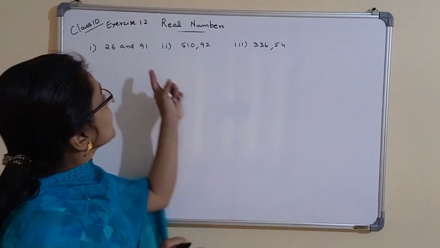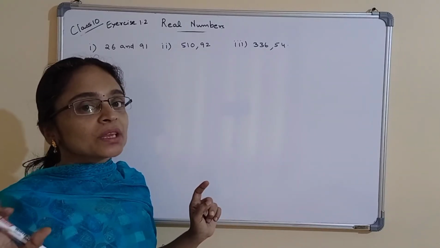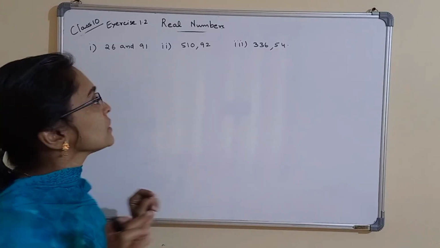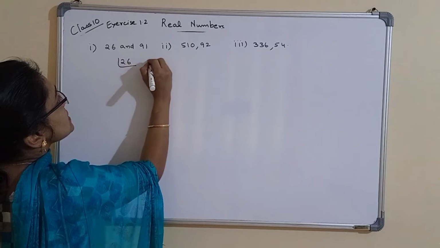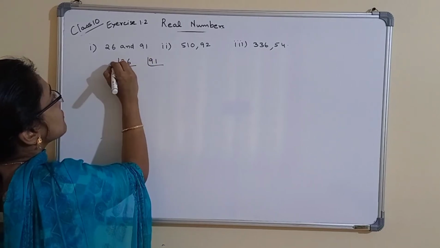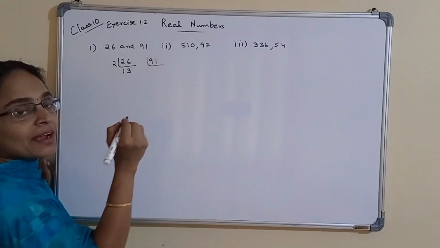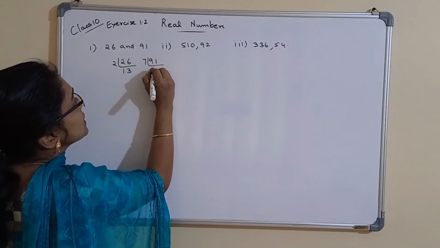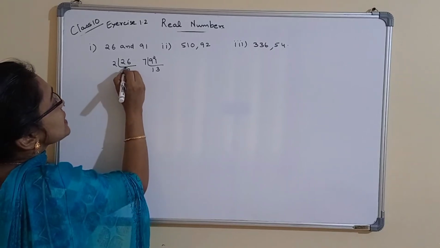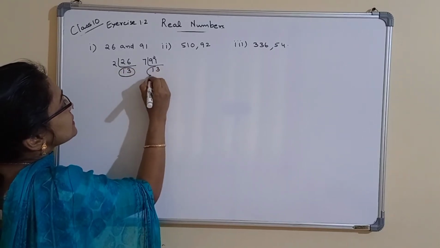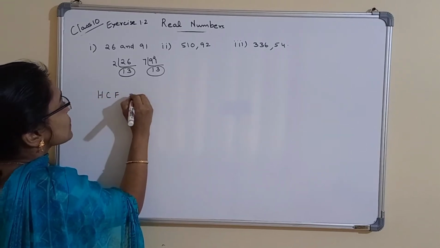Next question is find the LCM and HCF of these numbers and check whether LCM into HCF is equal to product of the numbers. So, LCM of 26 and 91. We can factorize this and we'll get 2 and 13. And when we factorize this, we'll get 7, then 13. Okay, so what is the HCF? It is 13. That is common factor. Highest common factor is equal to 13.